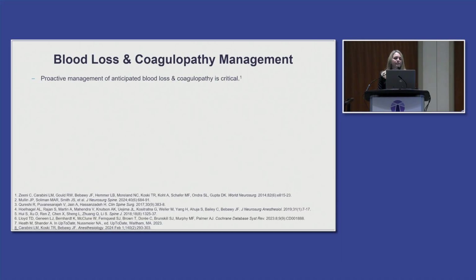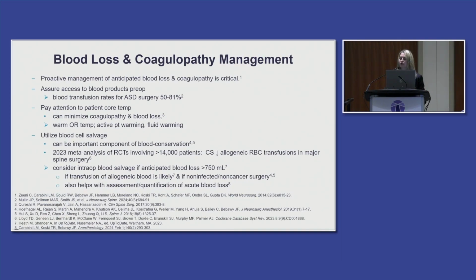So our proactive management when we're expecting some major blood loss is important, and our management of any developing coagulopathy. In addition to assuring large bore peripheral or IV access before we start, we want to ensure access to blood products preoperatively. Blood transfusion rates overall for these surgeries range between 50 to 81%. We'll be paying attention to the patient's core temperature, since that can help to minimize coagulopathy and therefore blood loss, keeping the OR temperature warm, and starting active patient warming and fluid warming early on.